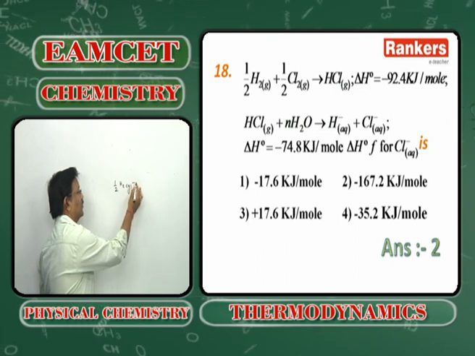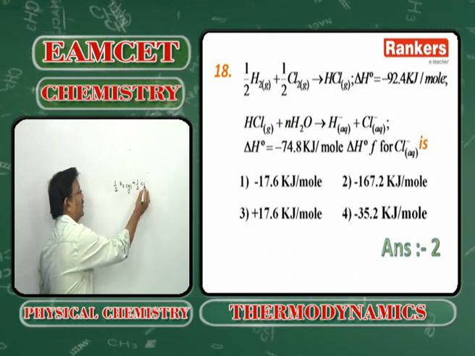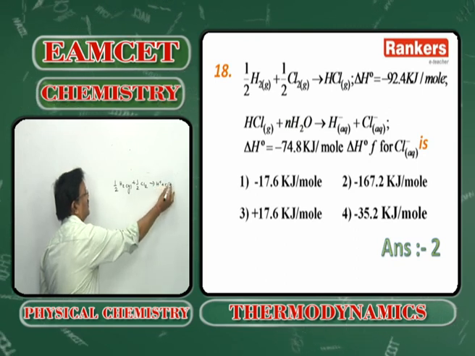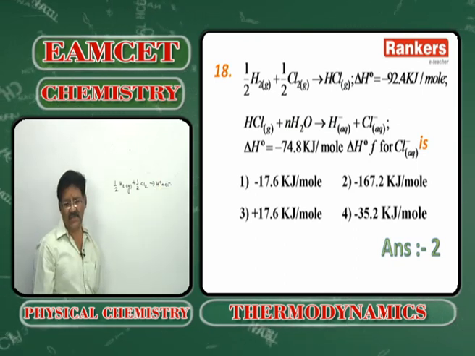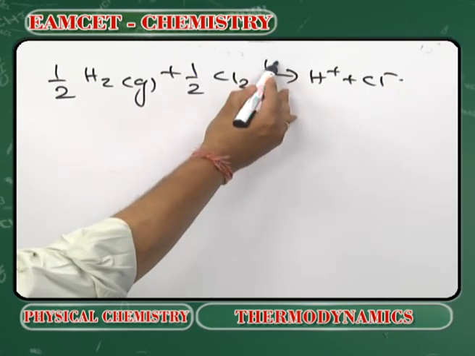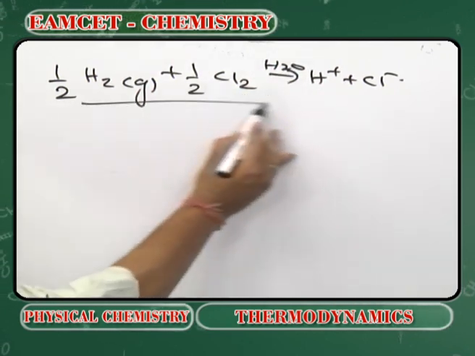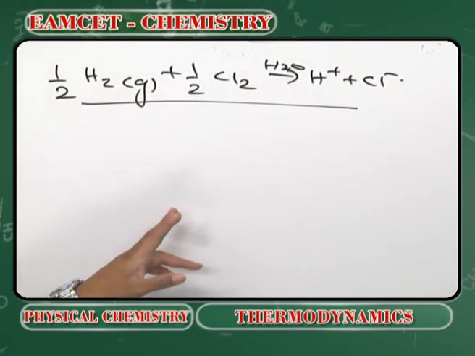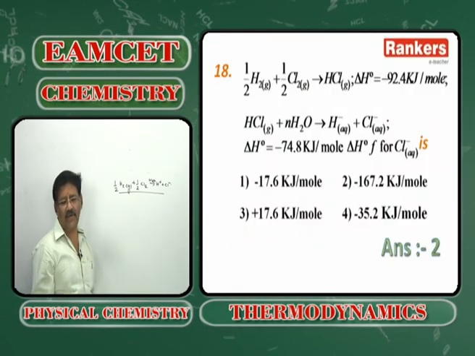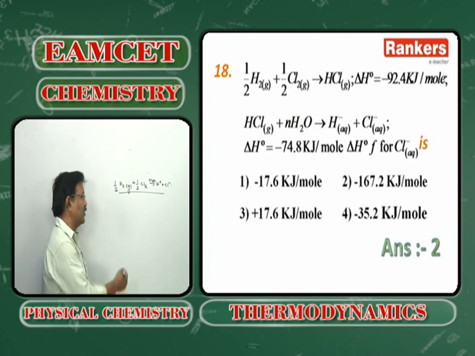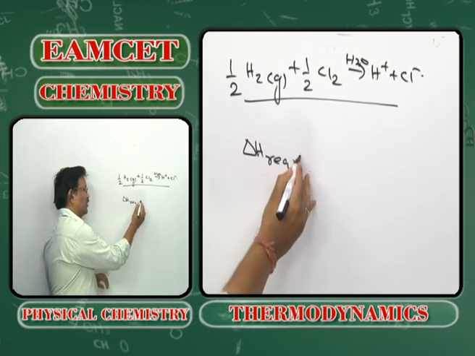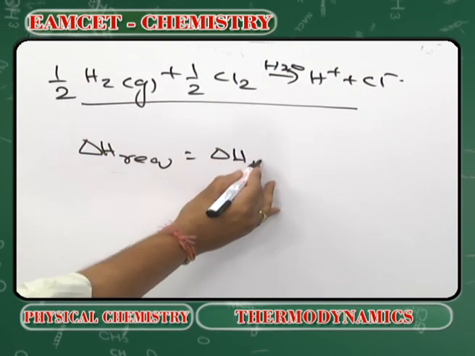Cl minus: H2 plus Cl2 gives rise to H plus and Cl minus. This is the required equation. How can we produce this equation from the given set? Adding 1 and 2. Delta H for the required equation is equal to delta H1 plus delta H2.